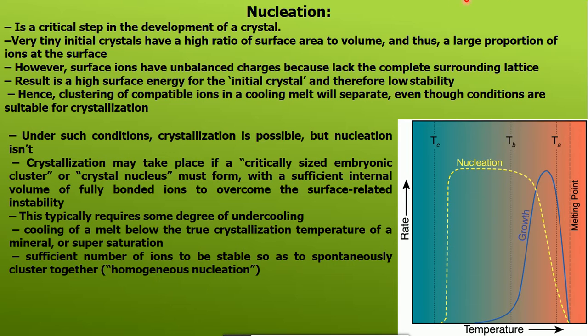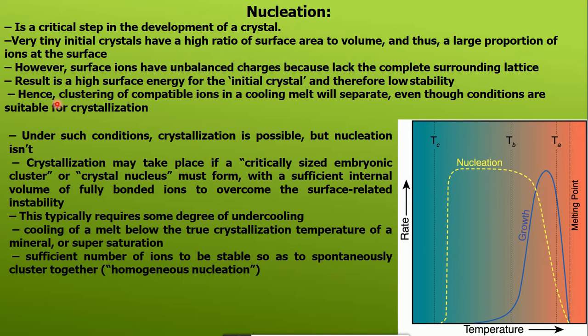Starting with the nucleation is a critical step in the development of a crystal. Very tiny initial crystals have a high ratio of surface area to volume and thus a large proportion of ions at the surface. However, surface ions have unbalanced charge because they lack the complete surrounding lattice. The result is a high surface energy for the initial crystal and therefore low stability.